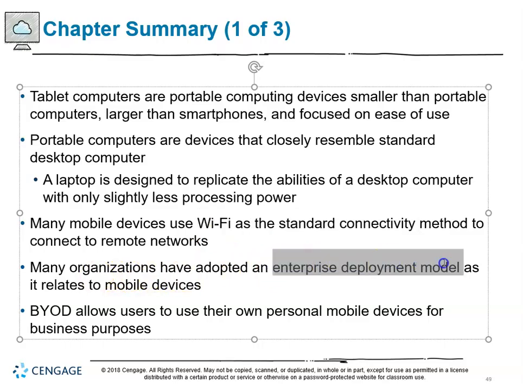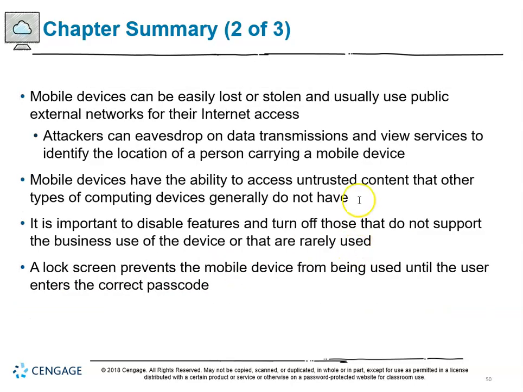Enterprise deployment models were how we manage this. We talked about the different deployment models. BYOD was one end of the spectrum. Corporate-owned was the other end of the spectrum. We also talked about mobile devices that can be easily lost or stolen. We talked about some safeguards there, how to protect your device.